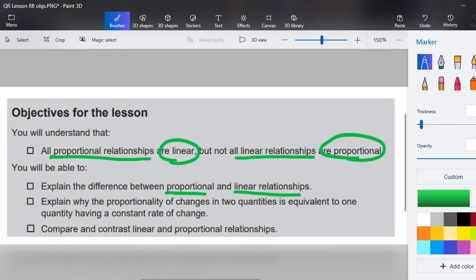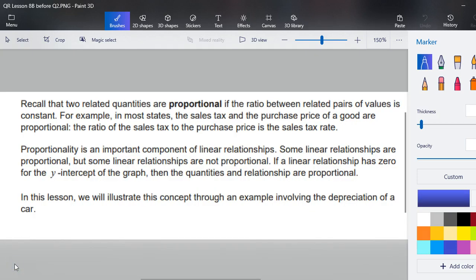You're going to be able to explain why the proportionality of change in two quantities is equivalent to one quantity having a constant rate of change. And we're going to compare and contrast linear and proportional relationships. Be ready to add this information to whatever document you're using to keep up with terms and processes.